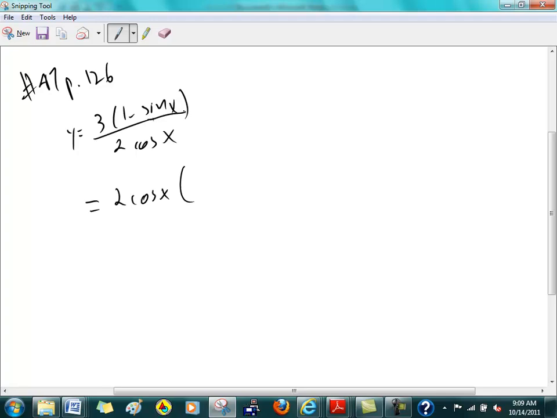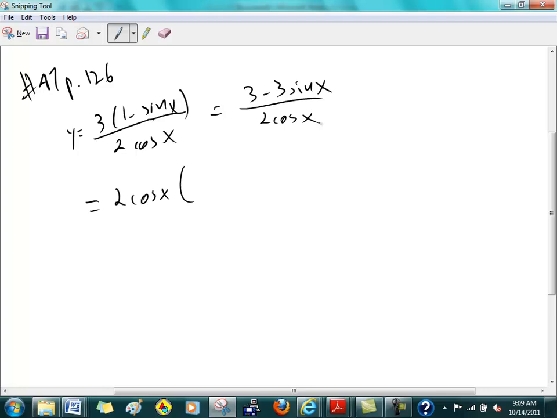So what would you get, Tati? Why 0? 3 will turn into 0, but what about minus 3 sine x? Okay, let's rewrite this like that. So you're going to keep the 2 cosine x alone, and you're going to differentiate 3 minus 3 sine x. What do you get?